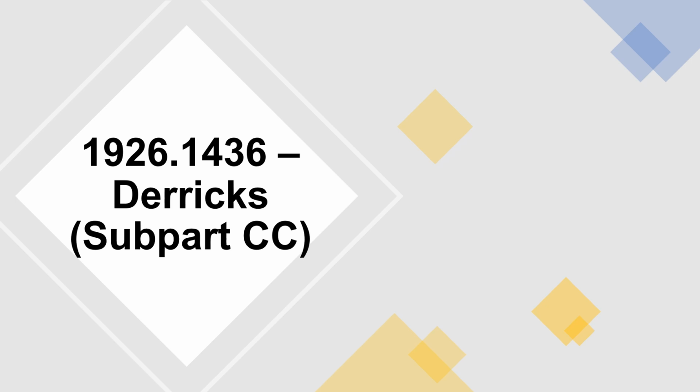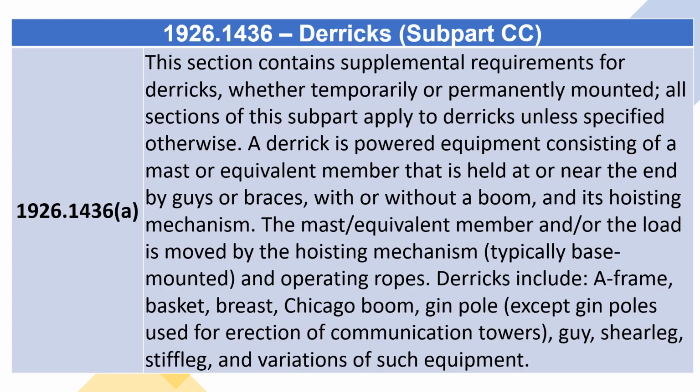1926.1436, Derricks 4, Subpart C, Cranes and derricks in construction. 1926.1436(a). This section contains supplemental requirements for derricks, whether temporarily or permanently mounted. All sections of this subpart apply to derricks unless specified otherwise.